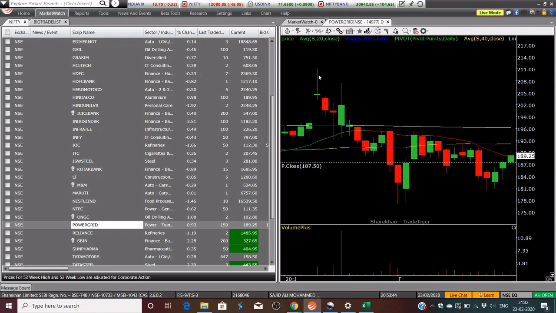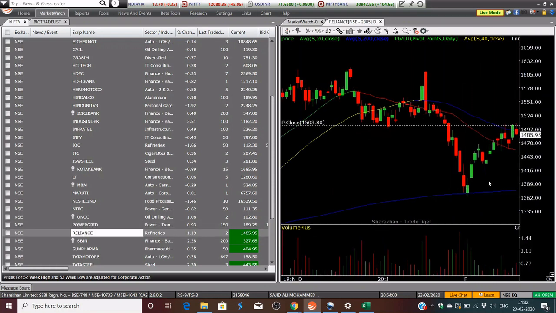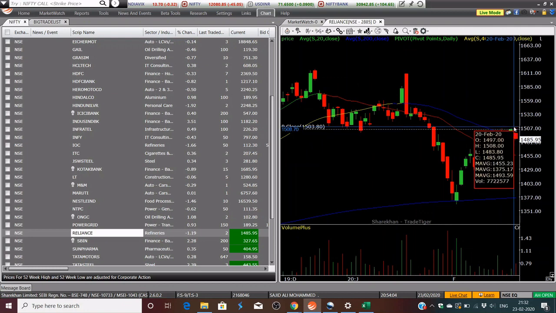This is our short entry. See this, away from the 20 period moving average, base candle, topping tail bar, short entry, and after that still going down. It will further go down. Next candle can break down this level also, or it can stay sideways for some days. Reliance is struggling to go up. Any closure above this is a buy sign.